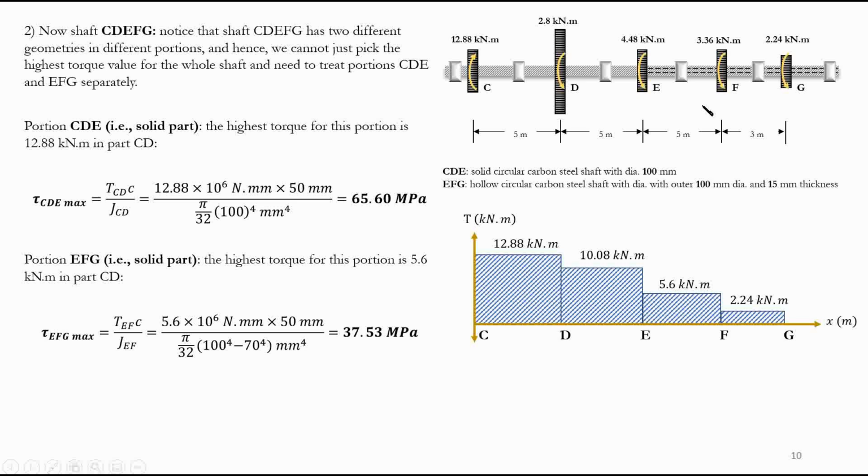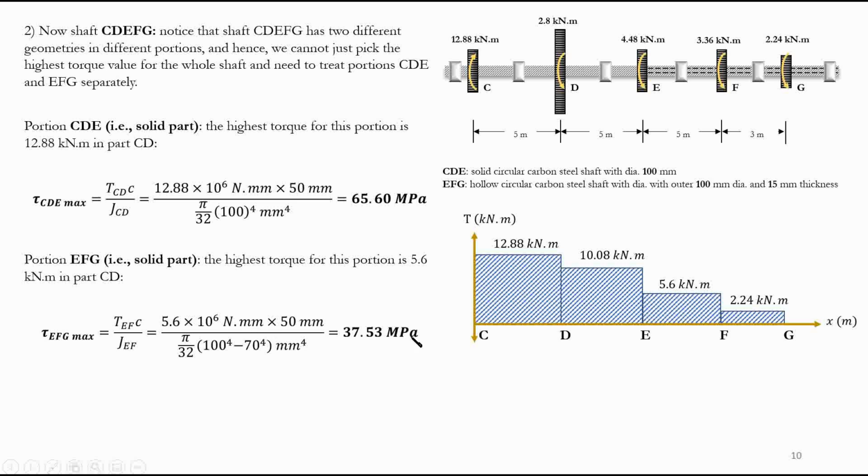Why? Because for portion EFG, as you can see, the outer diameter was 100 millimeters and the inner diameter was 70 millimeters, or 100 minus 2 times 15. When we're talking about the maximum stress, we're talking about the outer diameter. So outer diameter divided by 2, 100 divided by 2, is 50 millimeters, same as we had before. But here's the main difference: the J value is pi over 32 times the outer diameter to the power 4 minus the inner diameter to the power 4. That's the main difference from the solid section. And when we write this, remember we are using Newton millimeters to end up with megapascal. So we end up with this value.